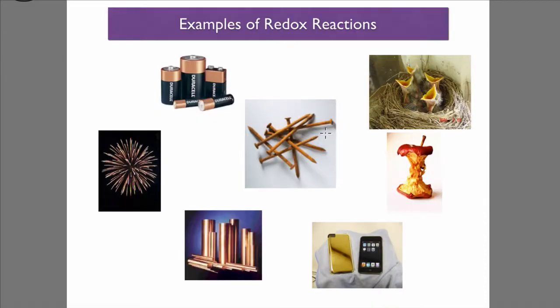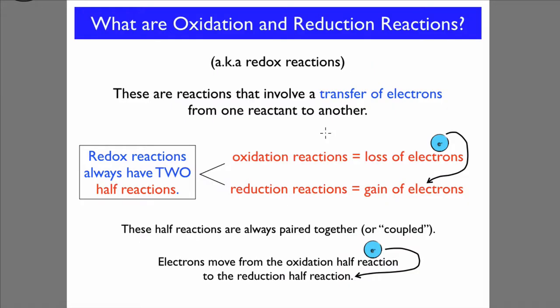Here's some examples of redox reactions. They're very common. They occur within batteries, or when nails rust, an apple browns, or fireworks, which are examples of oxidation reactions. So what exactly are these things? Oxidation and reduction, also known as redox reactions.